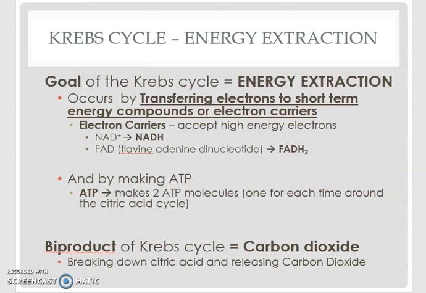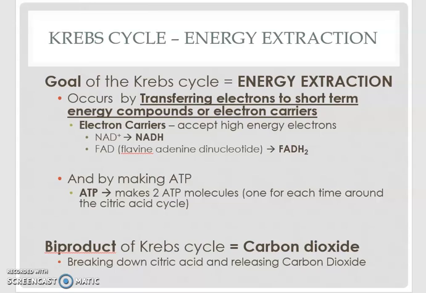The goal of the Krebs cycle is to extract energy, and it's going to do this by transferring electrons to short-term energy compounds. So it's going to create from NAD+, it'll make NADH, and then from FAD, it'll make FADH2. These electron carriers are going to be taken to the electron transport chain, which is the next step of oxidative respiration. It is also going to make some ATP.